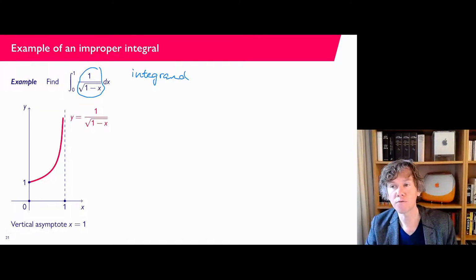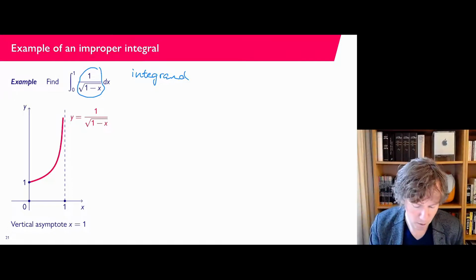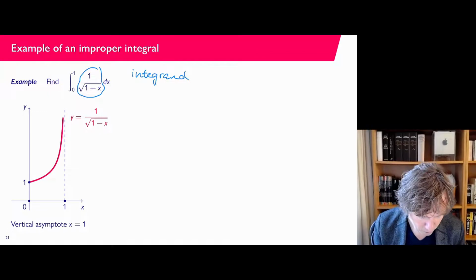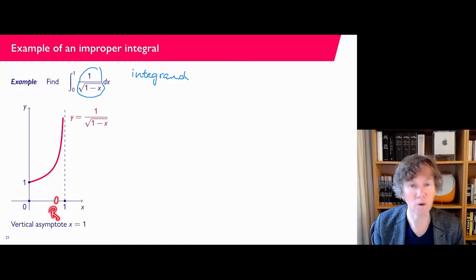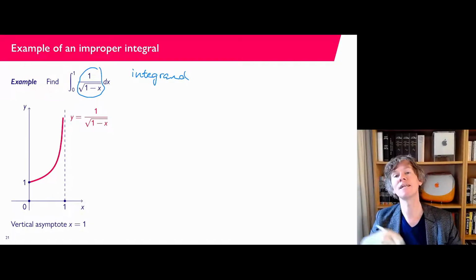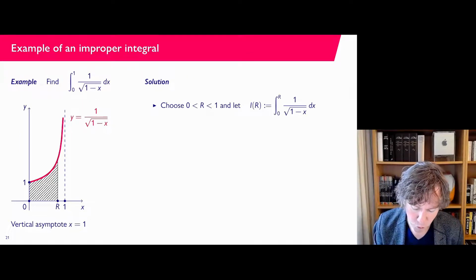So how do we deal with that? Well, that's what we just discussed. Instead of integrating from 0 to 1, I'm going to pick some capital R here, and then integrate from 0 to capital R. I try to compute that, and then I let capital R go to 1. So let's do that. I'm choosing R in between 0 and 1, and I'm considering I as a function of R now, where I integrate from 0 to capital R.